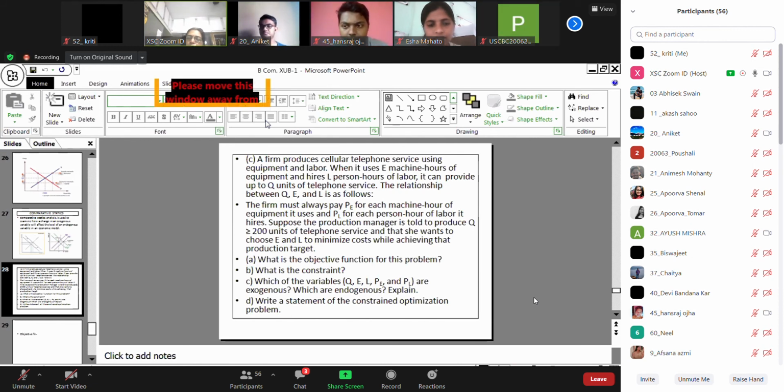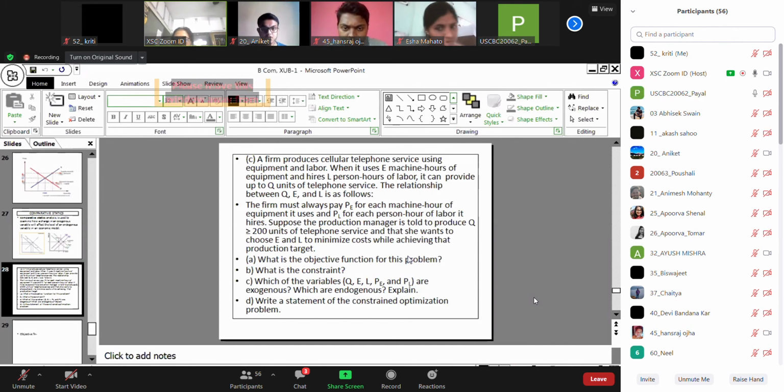Now, got the point? So now his objective function is to minimize PE into E plus PL into L, subject to what? Now we are answering question D. Write the statement of the constrained optimization problem. The objective is to minimize cost C, which is equal to PE into E plus PL into L, subject to Q being greater than or equal to 200.